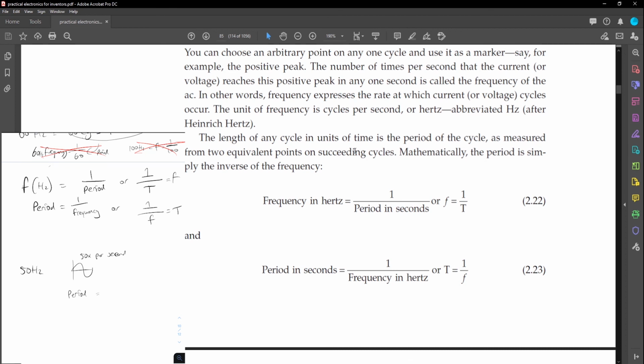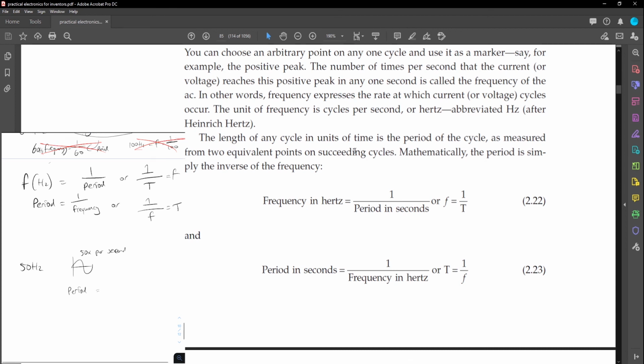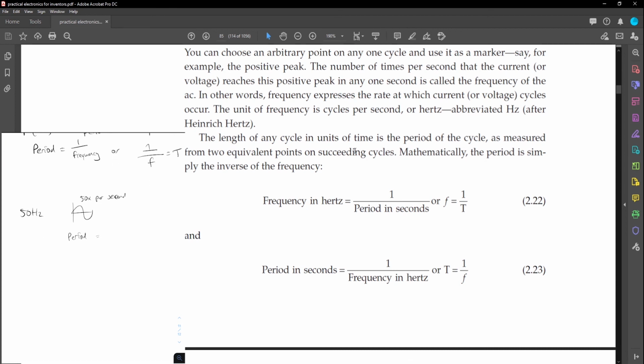Obviously algebraically that makes sense, but let's just think of the example. We've got a 50 hertz sine wave, which means it's oscillating 50 times per second. So the period is equal to 1 over the frequency, and we've said the frequency is 50 hertz. So the period is equal to 1 over 50 hertz. So what does that mean? That means the period in seconds is equal to 1 divided by 50.